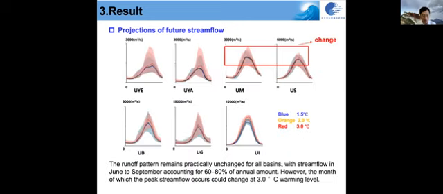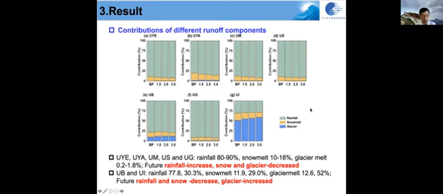The seasonal pattern of runoff remains practically unchanged for all basins. However, the peak streamflow months will change at the 3 Celsius degree warming level in Mekong and Salween basins. Runoff components. The rainfall runoff contributes approximately 80 to 90% of total runoff for all basins except Indus. And for Indus, glacier melt runoff contributed 52% of total runoff. Increased rainfall provided a dominant contribution in Yellow, Yangtze, Brahmaputra, and Ganges at the warming level of 3 Celsius degrees, while glacier melt is the main contributor to the changes in Indus.